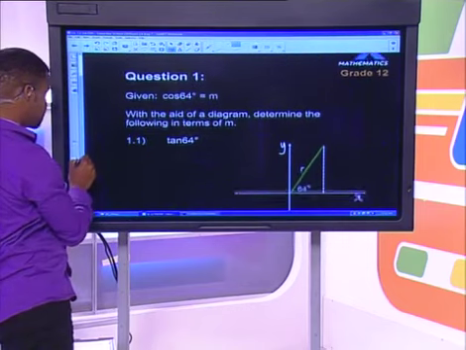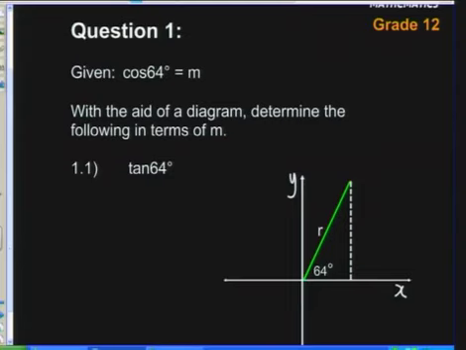My first problem: I have cos 64 equals m over 1. Why do I draw this in the first quadrant? Because 64 is in the first quadrant. We have 0, rotating that way, and 90 there. So 64 falls in the first quadrant. So cos 64 is m over 1. What is cos? Adjacent over hypotenuse. This is the adjacent, the x-axis, and the radius in this case is 1.